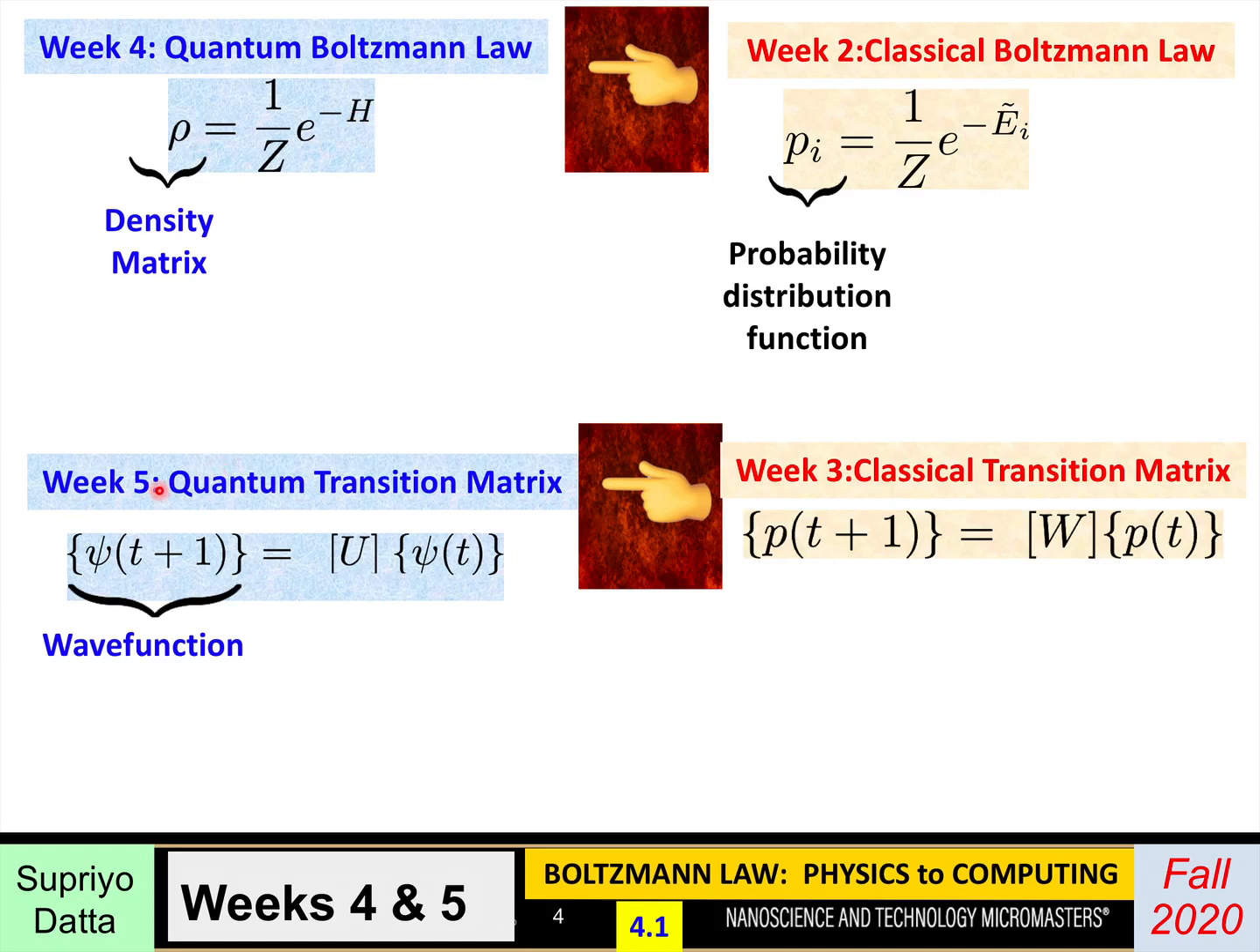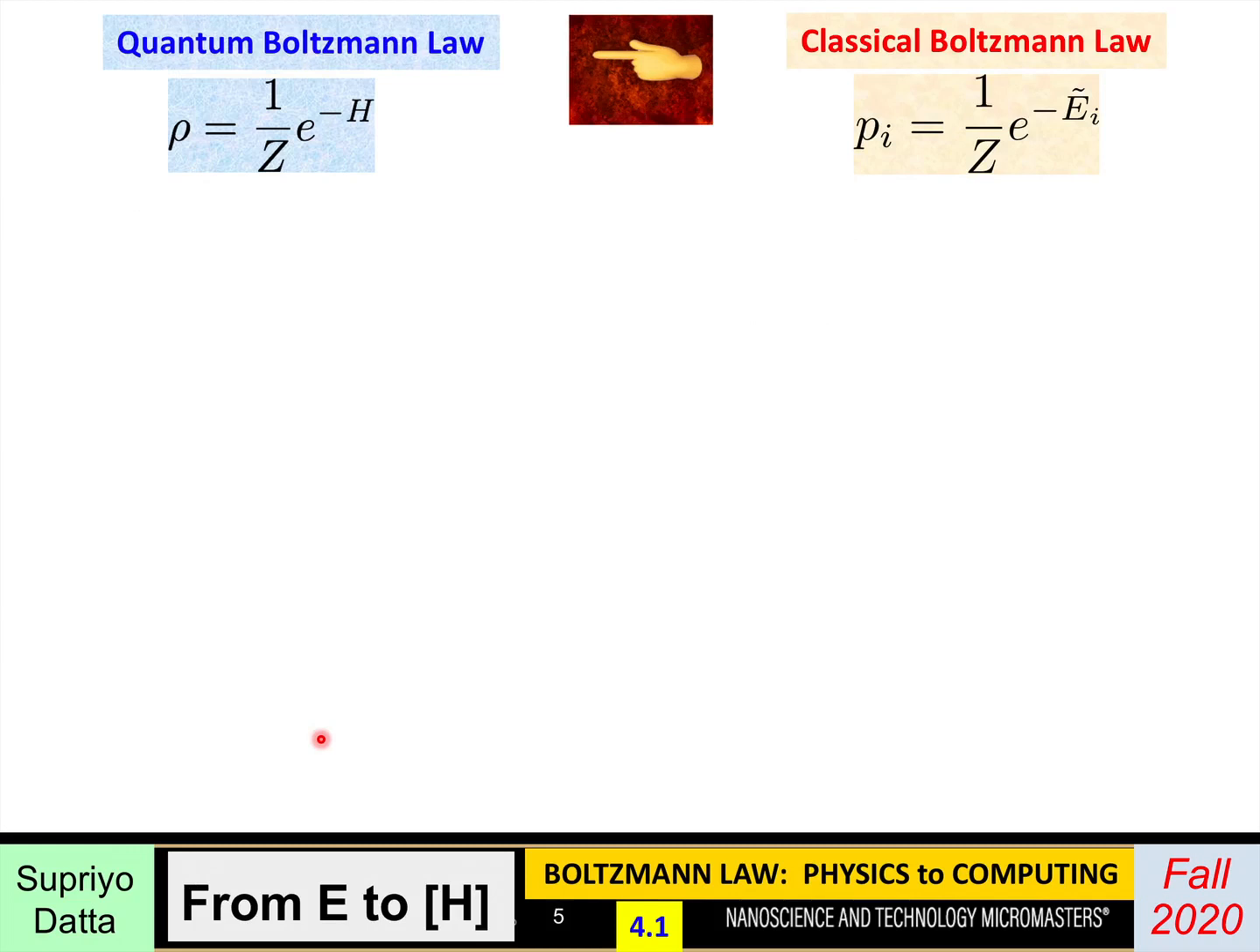Whereas in week 5, we'll introduce this quantum transformation law, which loosely again corresponds to the classical transition matrix, where you had a probability distribution function that evolved with time. Here you have a wave function that evolves with time. Anyway, let's get started with week 4.